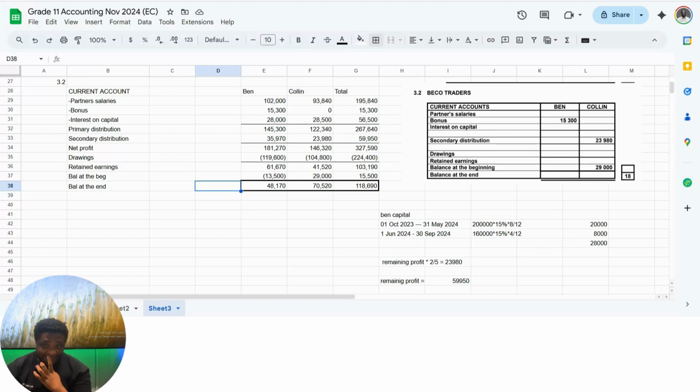So hopefully it is clear, and it is something that you need to be very, very comfortable with when you're doing grade 11 accounting, because it will definitely be there in the questions. All right. So yeah, we've basically finished now.